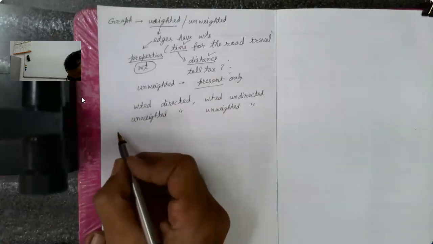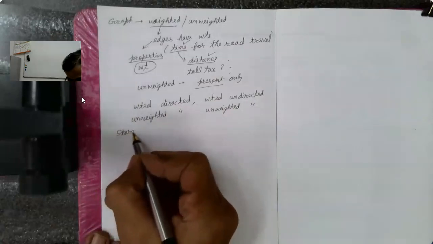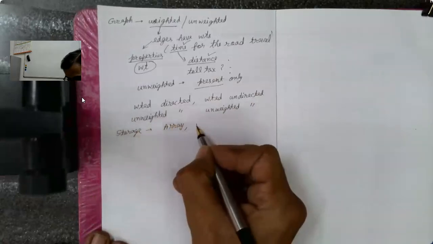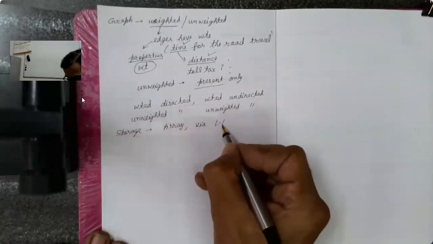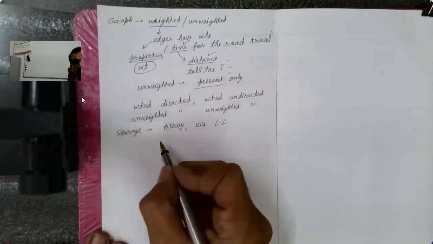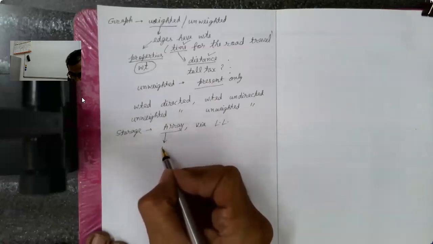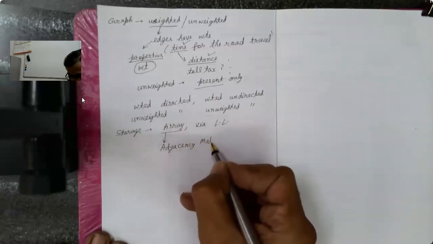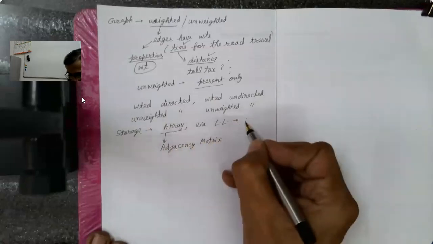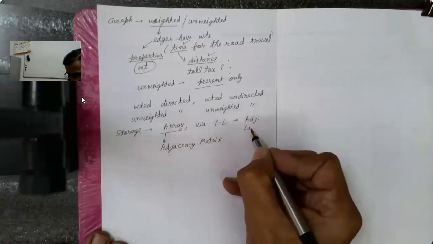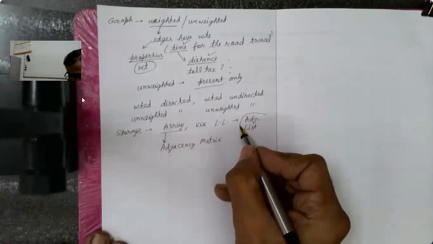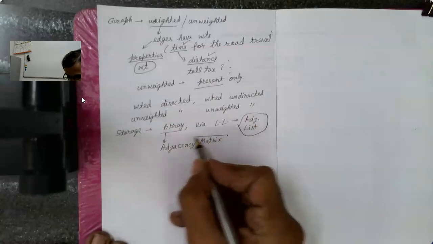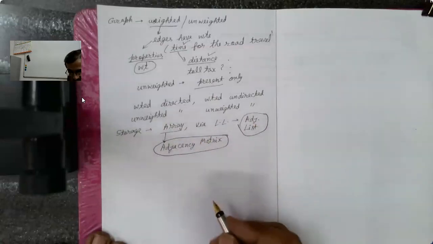As long as I talk of their storage, the graph needs to be stored either as an array or via a linked list. So both storages are possible, and of course then we will talk of operations. Array-based storage is called adjacency matrix storage. And linked list-based storage is called adjacency list storage. So there are two representations for graphs to be implemented: one we call adjacency list, another we call adjacency matrix.